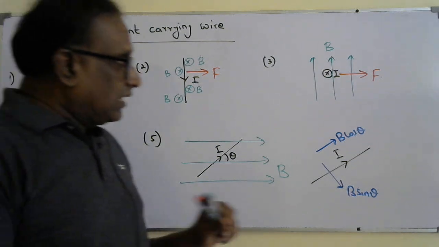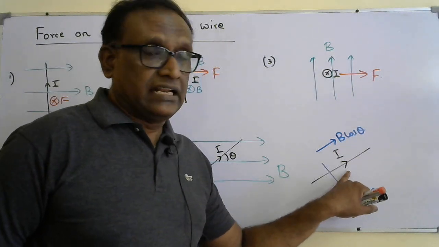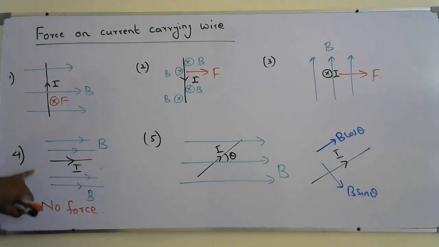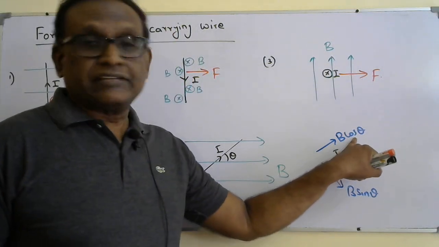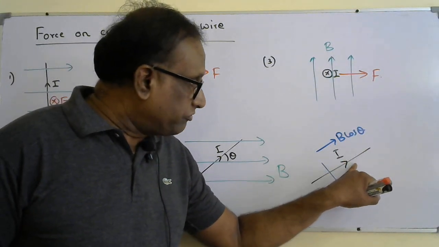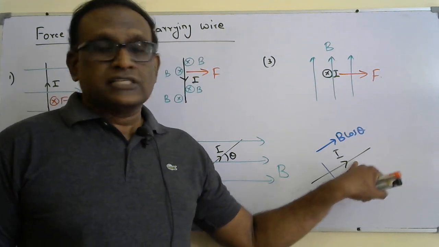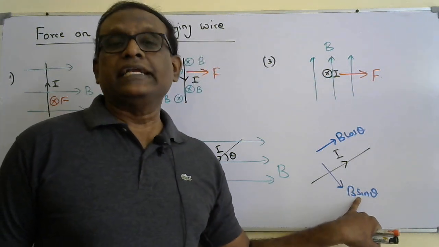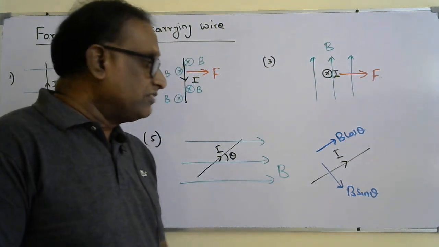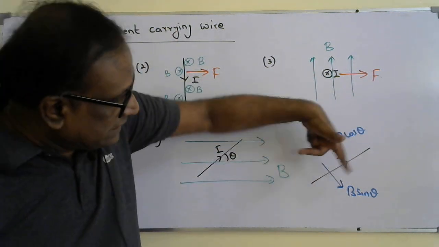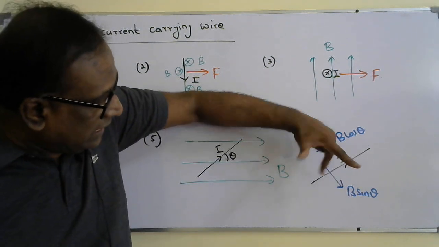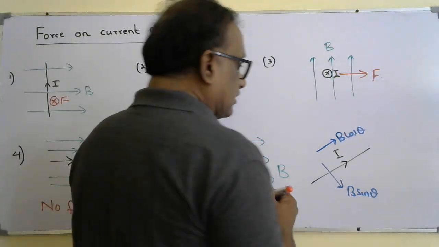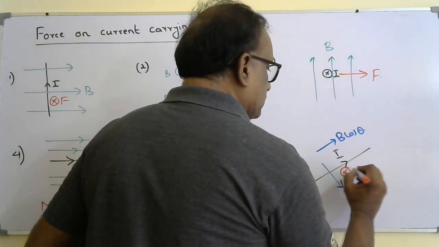We know that if the magnetic field lines are parallel to the current flow, there won't be any force. I already explained that. So this component of the magnetic field will not produce any force on the current carrying wire. The force on the wire is due to the component of the magnetic field perpendicular to the direction of current. Now use Fleming's left hand rule. Magnetic field is in this direction, current is this way. The force will be into the board. The direction of the force acting on the wire will be into the board.